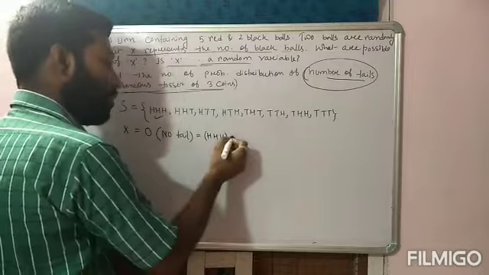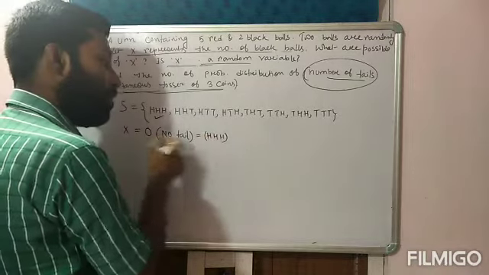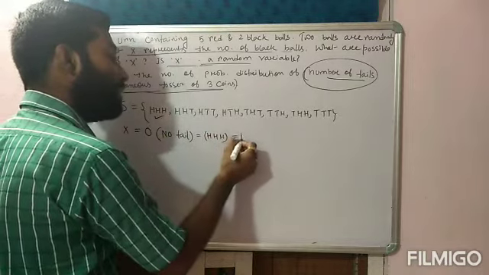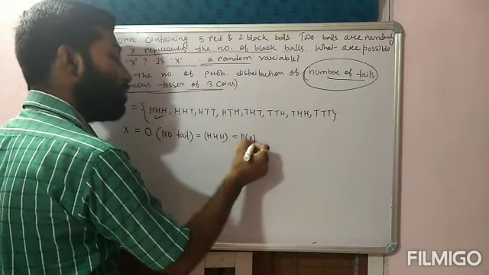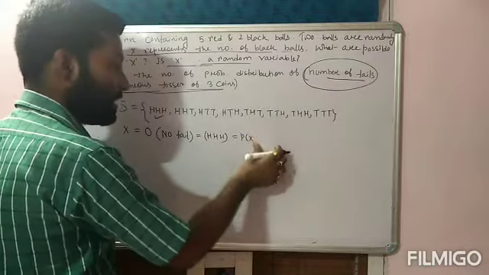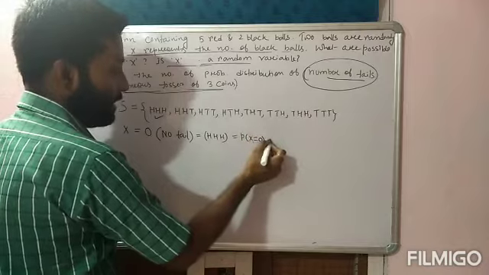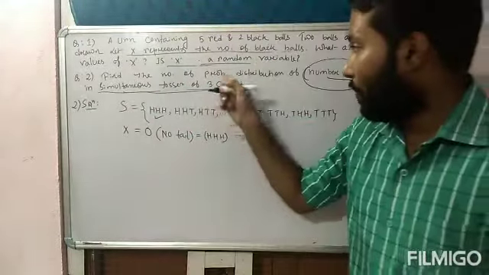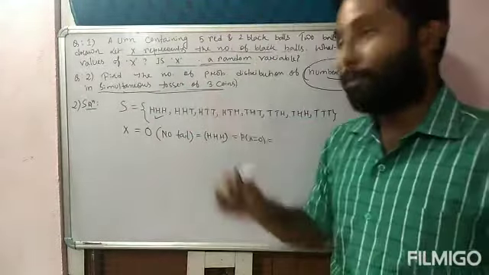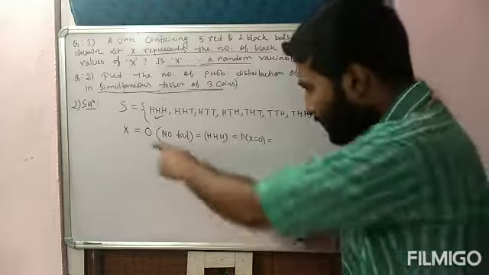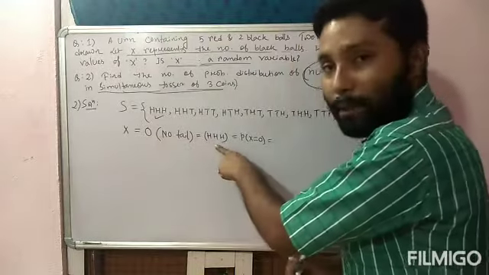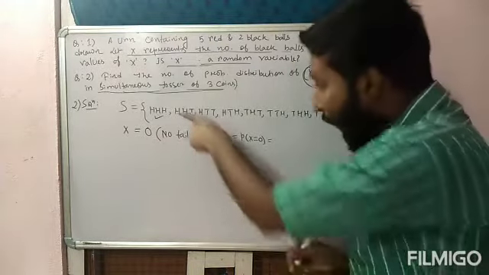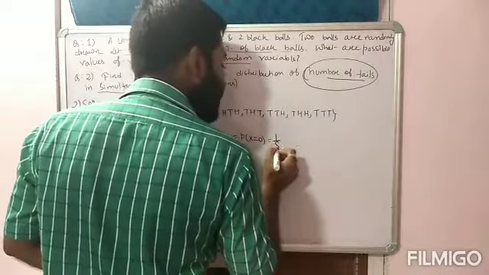After writing the value of x, immediately you write the value of p of x also. So for x equal to 0, we must know its respective probability to find the probability distribution. So what will be the probability of x equal to 0? How many sample points did we get for x equal to 0? Only 1 out of 8. So probability of x equal to 0 is 1 by 8.